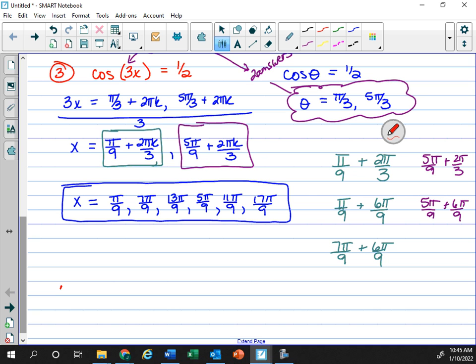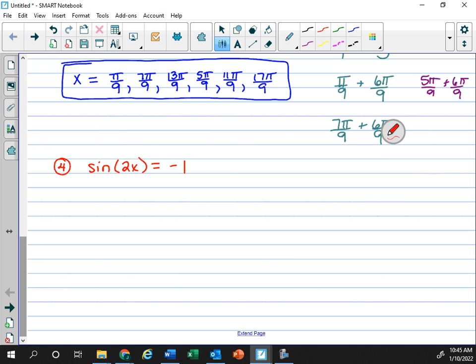Let's do sine of 2x equals -1. I want you guys to try this one. I will absolutely walk you through it too, but I want you to try it to see if you can get there, okay? And again, this is 0 to 2 pi.